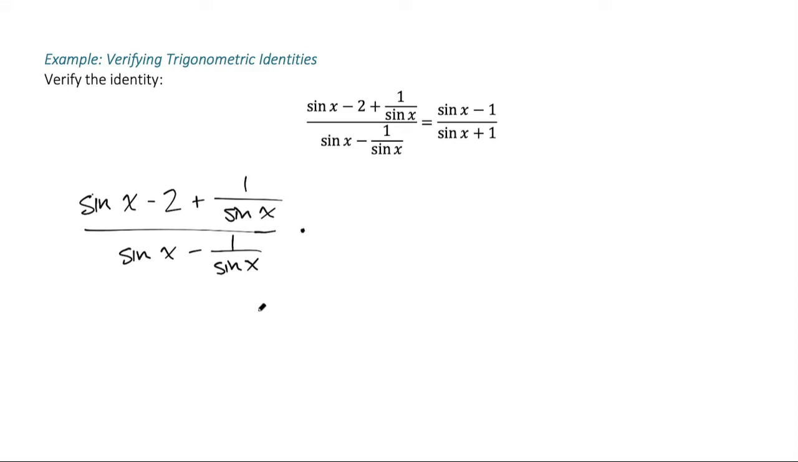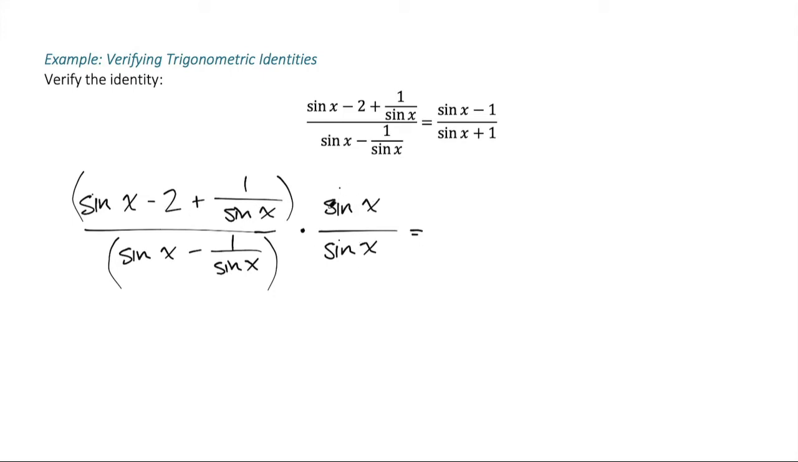One trick to do that is to take the entire numerator and denominator and multiply both of them by the denominator of the nested fraction. So we're going to multiply by sine of x. Okay, we'll do that on top and on bottom. Now, by doing this, notice I'm only multiplying by 1 here, so I'm not actually changing it.